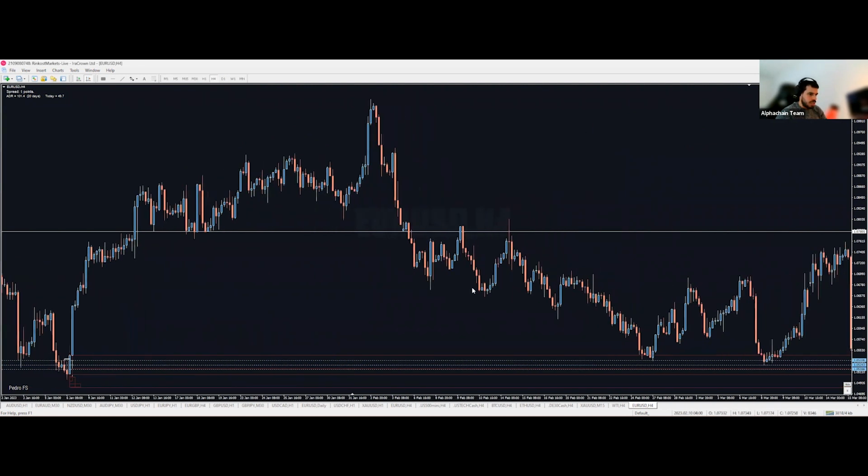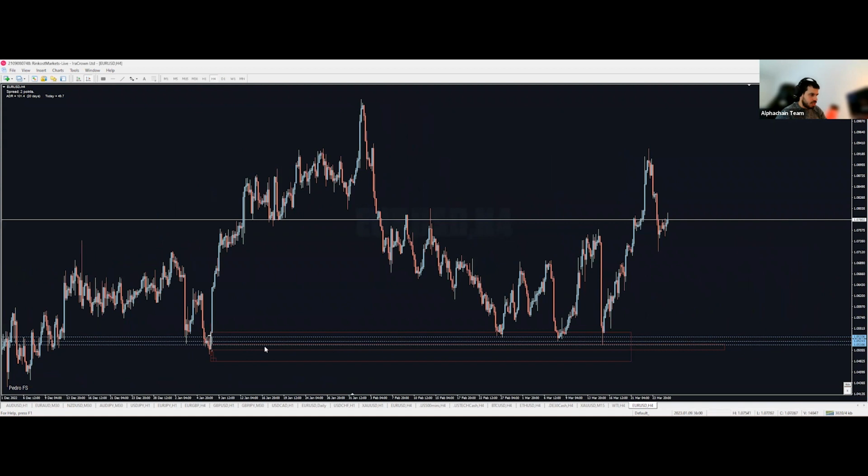So we had that big demand zone, right? This big rectangle. We had one touch, then two touches, and you can see precisely where this last touch finally reacted from. And it's with some kind of news, if I'm not mistaken.